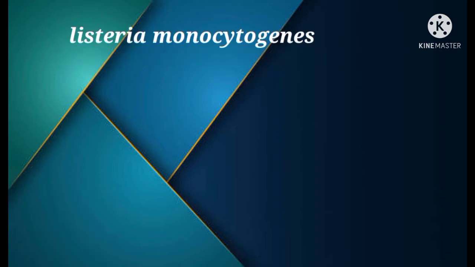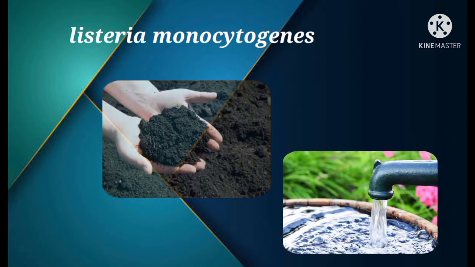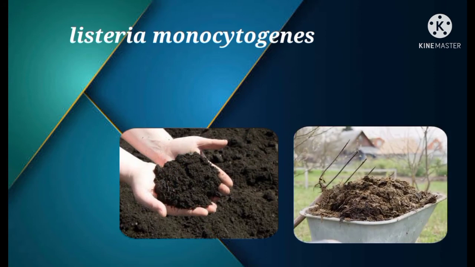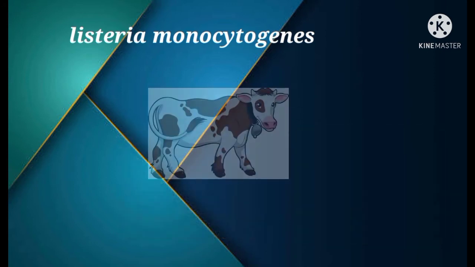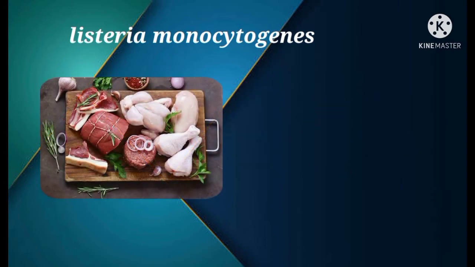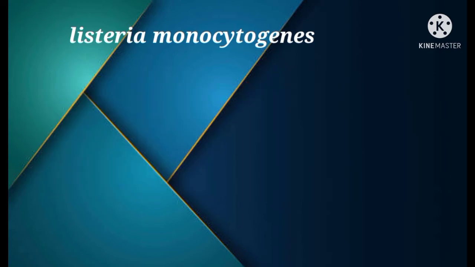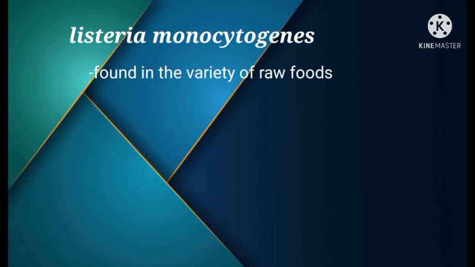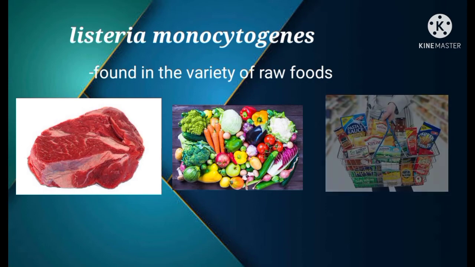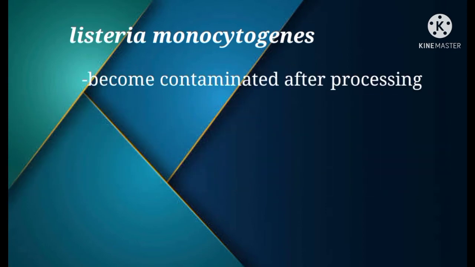How does listeria get into the food? Listeria monocytogenes is found in soil and water. Vegetables can be contaminated from the soil or from manure used as fertilizer. Animals can carry the bacterium without appearing ill and can contaminate food of animal origin such as meat and dairy products. The bacterium has been found in a variety of raw foods such as uncooked meat and vegetables, as well as processed foods that become contaminated after processing.